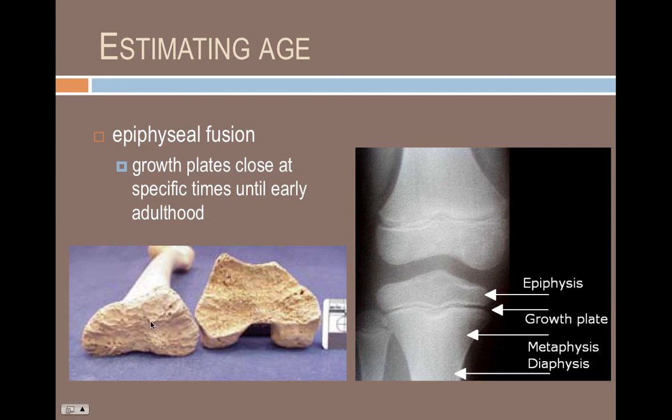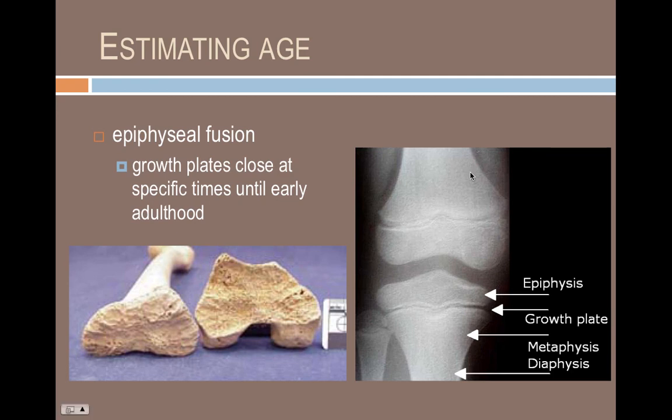And in this picture, we can see a femur. This is the bottom part of a femur or thigh bone. This is from an individual who is still growing, because their bone is in 2 parts. You have the shaft part of the bone, which is called the diaphysis, and the end part of the bone, which is the epiphysis. And between those two is the growth plate. These growth plates close at specific times throughout our adolescence and early adulthood.